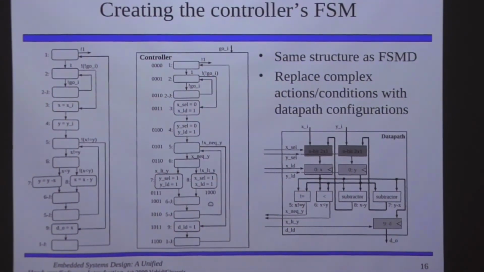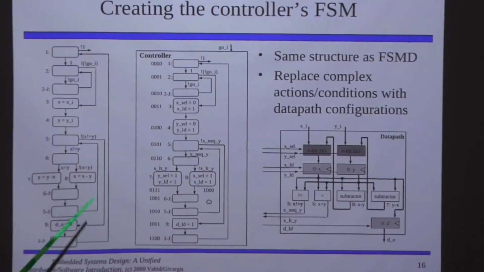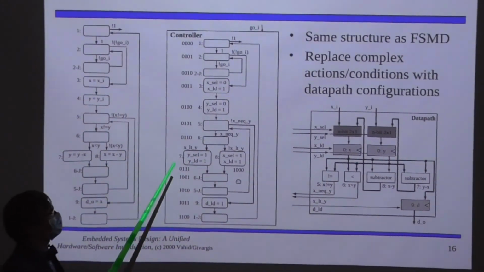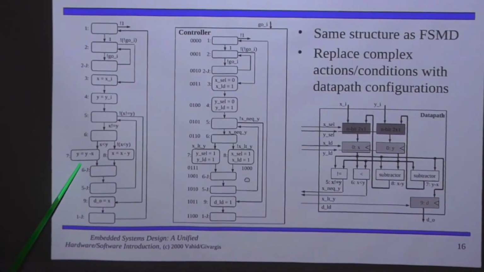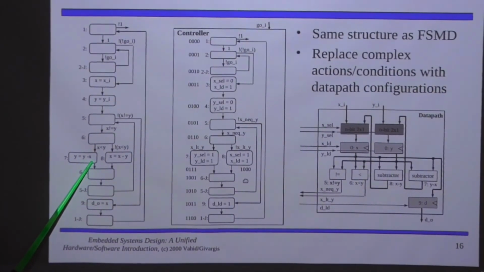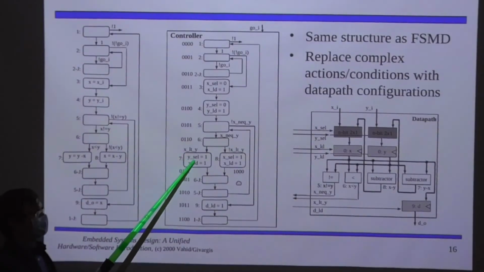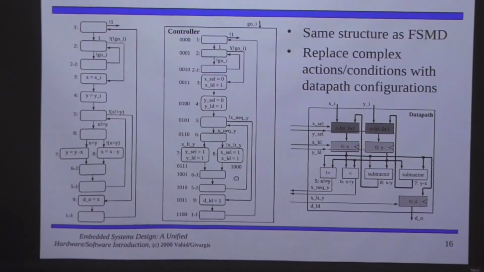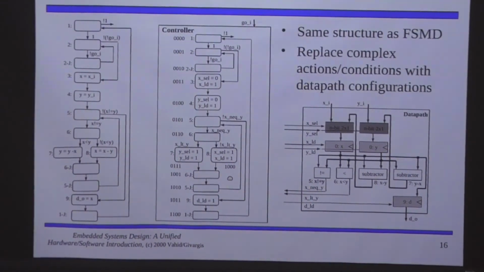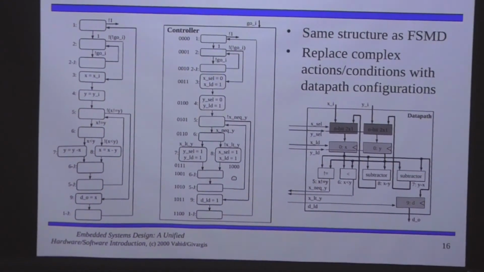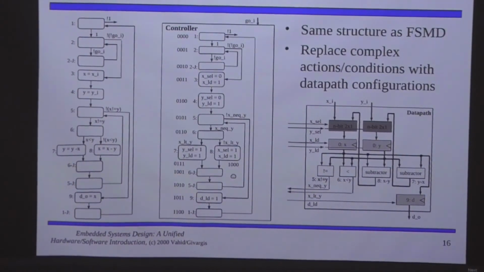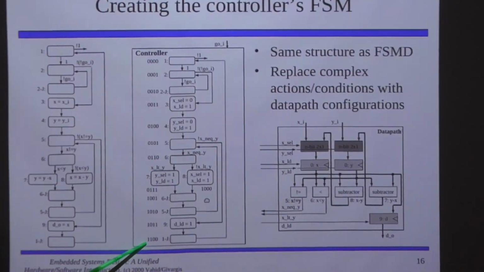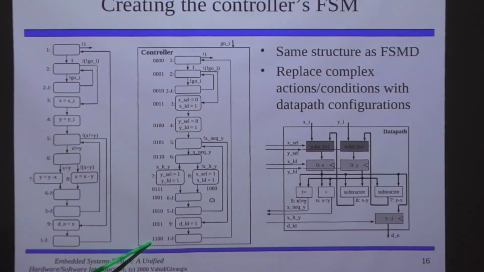In that sense, we can take this program and rewrite it so that instead of saying y is equal to y minus x, we can say y selector equals 1, y load equals 1. So we can rewrite these operations in terms of the control signals necessary to execute them. Once we have done that, we have a controller. Does that make sense?